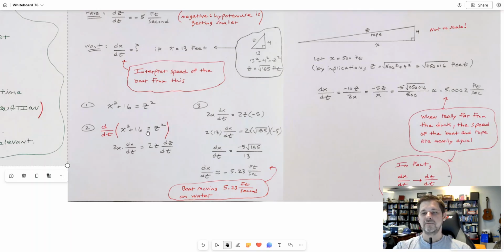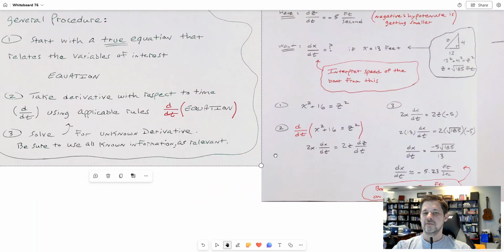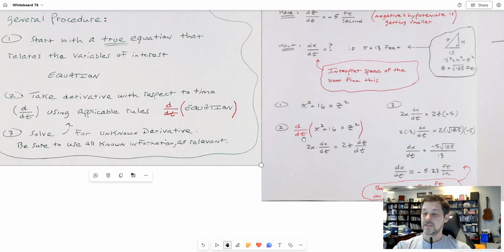And the derivative of z squared is not just 2z. The derivative of z squared is 2z times dz over dt. Why? Because z is a function of time. So there is that part. I took the derivative with respect to time here, using the rules as applicable.